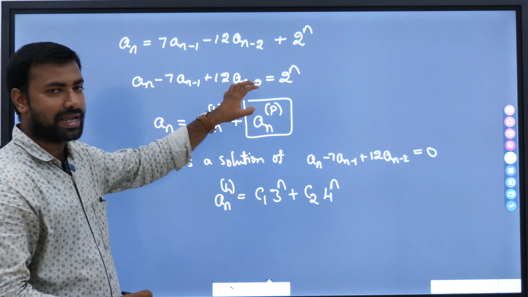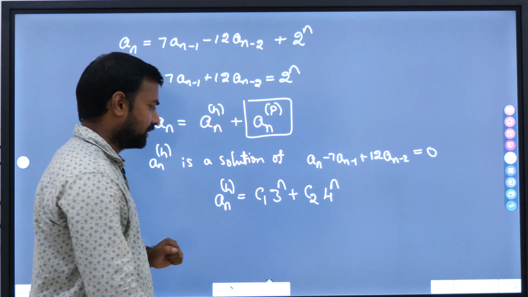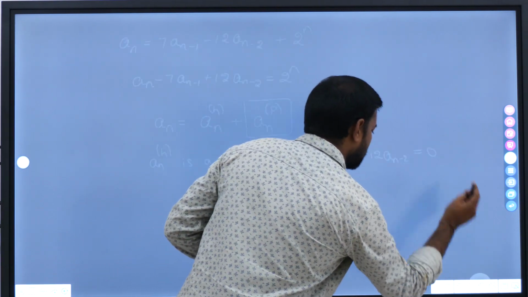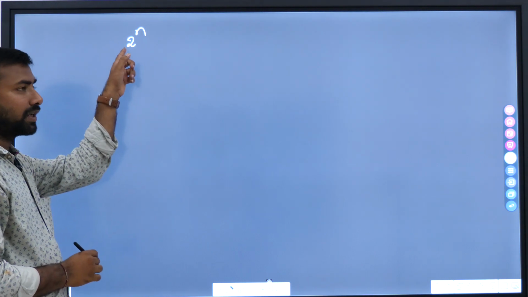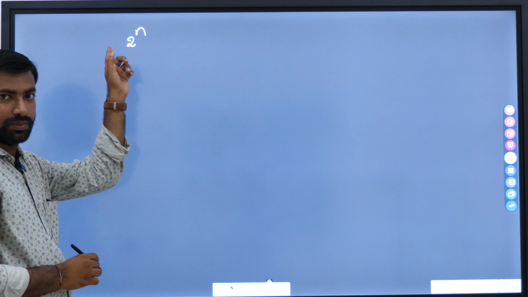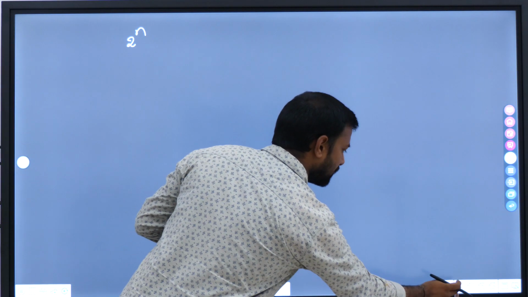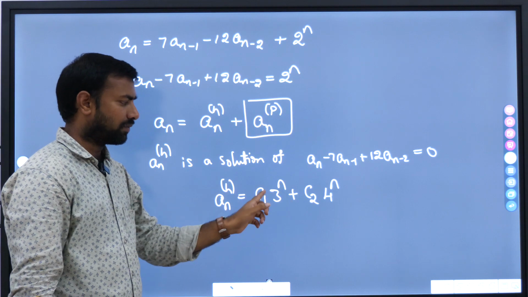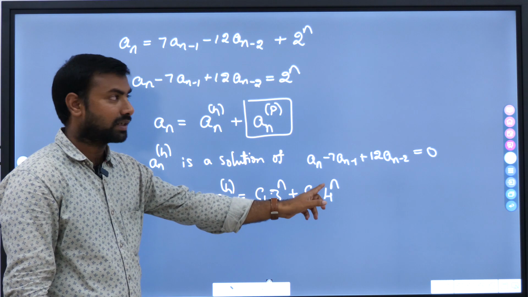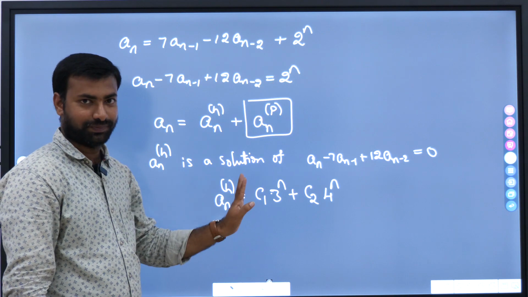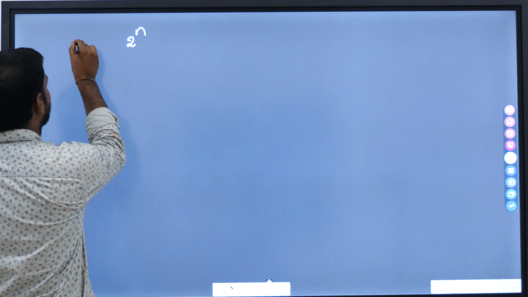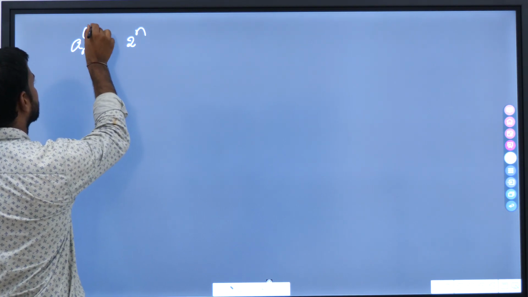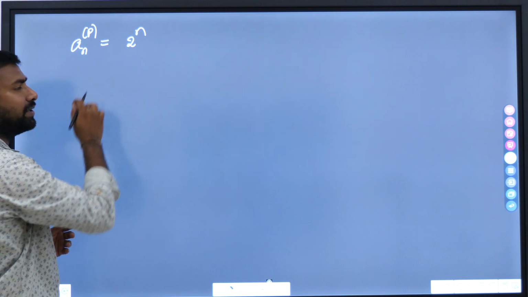Okay, now what is that a_n^(p)? We need to find it. All right. So on the right hand side, we have 2 power n, right? So first of all, we need to verify whether this 2 power n is a solution of the corresponding homogeneous equation. Let's see what is the solution of the homogeneous equation, which is here. One is 3 power n, other one is 4 power n. Okay, none of them are equal to 2. All right, so therefore no issue. Now we are going to take a_n^(p), the particular solution, equal to a constant into 2 power n.